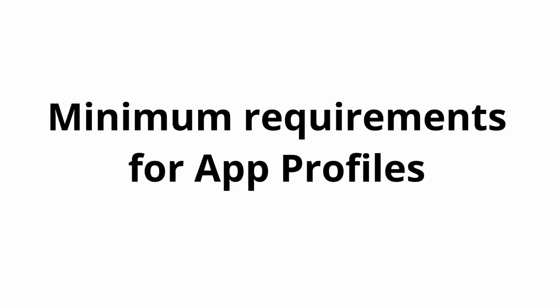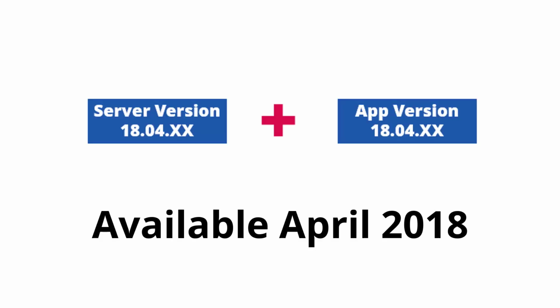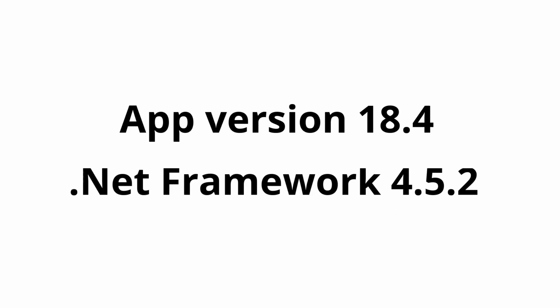What are the minimum versions and technical requirements? The minimum server and app versions for App Profiles are both 18.4, available from April 2018. To run app version 18.4, PCs require the .NET Framework 4.5.2. This is the same requirement as for the SnapComms app version 17.